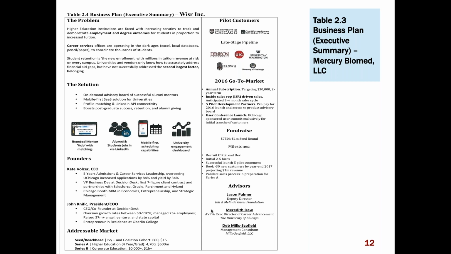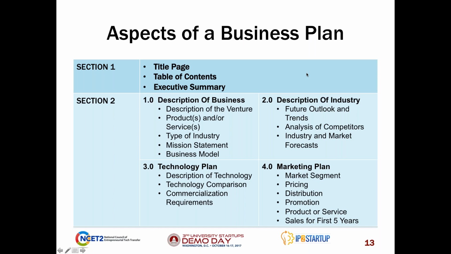Now let's go back to the first page, and we'll go on to section 2. Section 2 has 4 areas which are very important. One of these areas is the description of the business. This is very clear cut. We talk about the venture, we talk about the industry, and we talk about the mission statement of our company. Now, I used to not talk about this mission statement when I would talk about business plans all over the world, but I think it's very important now.